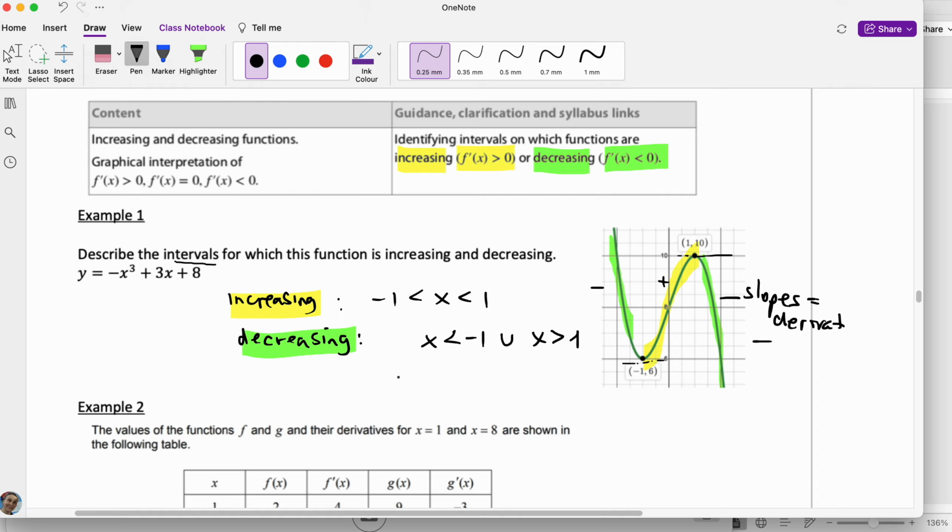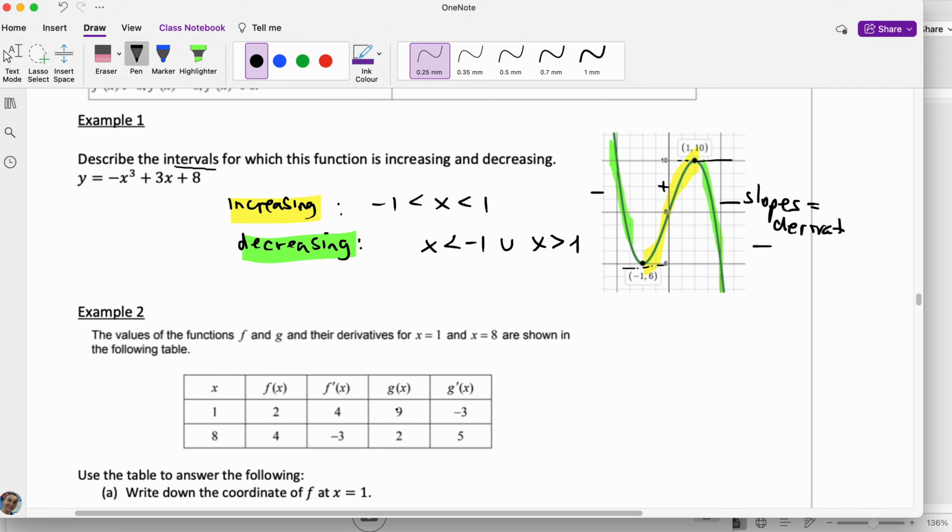Don't worry about this notation. If you just wrote the word and, or even if you put a comma, it doesn't matter. They're just happy if you get the intervals correct.